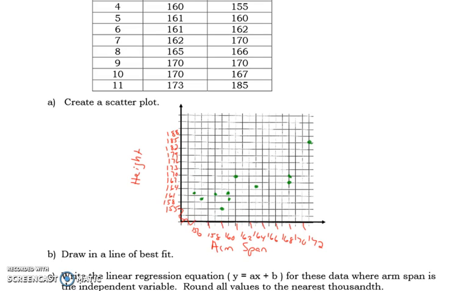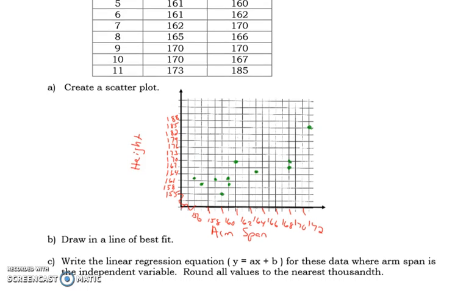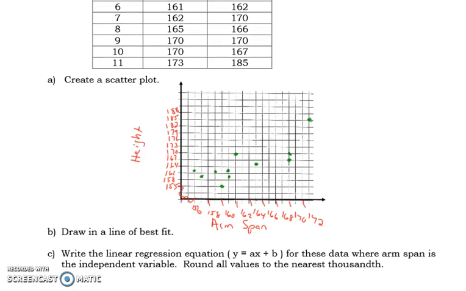Okay, as you can see, I have breaks on both my x-axis and my y-axis. I have arm span labeled for the x-axis, height labeled for the y-axis, and I estimated my ordered pairs for arm span and height. So part B says draw in a line of best fit, and remember a line is going to be a straight line. You should be using your ruler to find the line that best fits those data points.